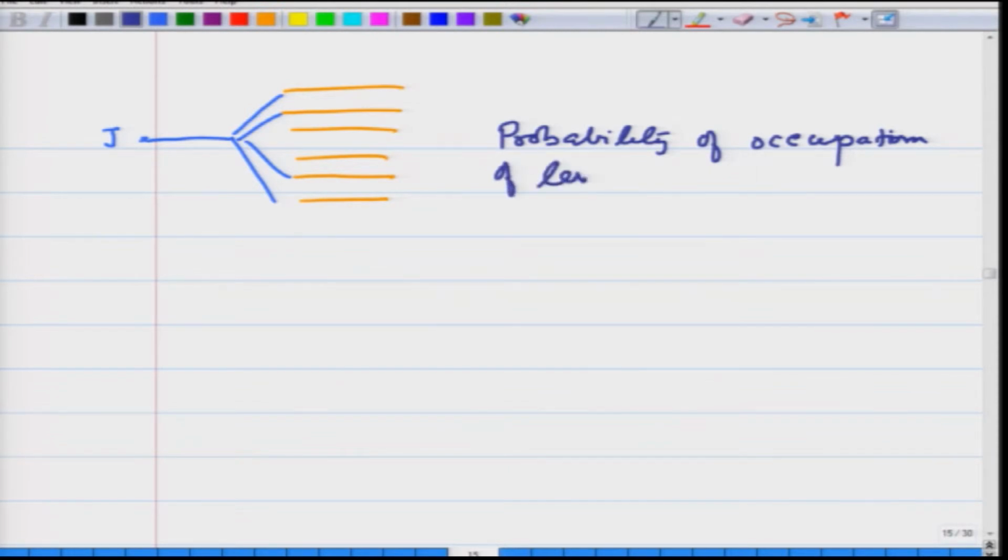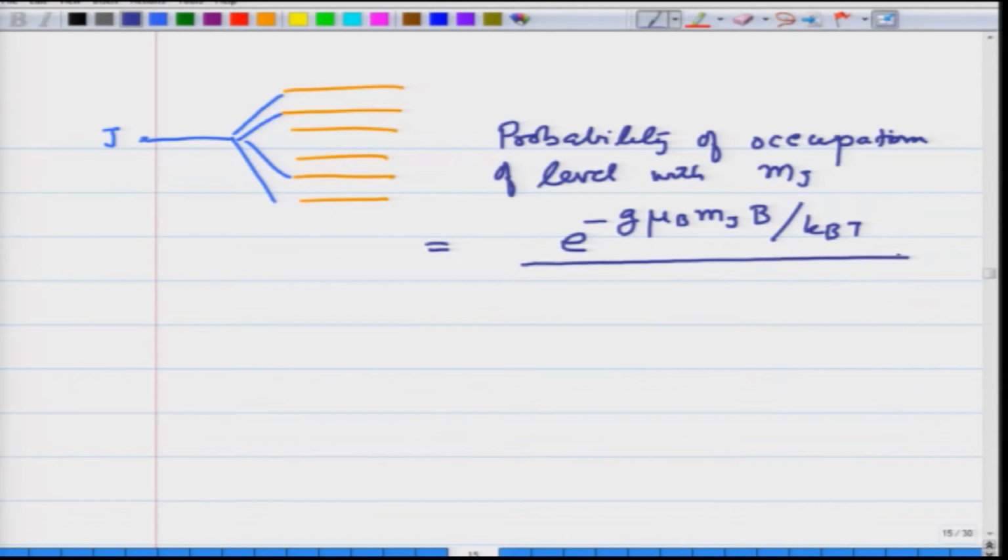of level with z component m_j is going to be equal to e raised to minus g mu B m_j B over k_B T divided by, I have to normalize the probability, sum over m_j varying from minus j to j of e raised to minus g mu B m_j B over k_B T. And let me label this as the probability that level m_j is occupied.